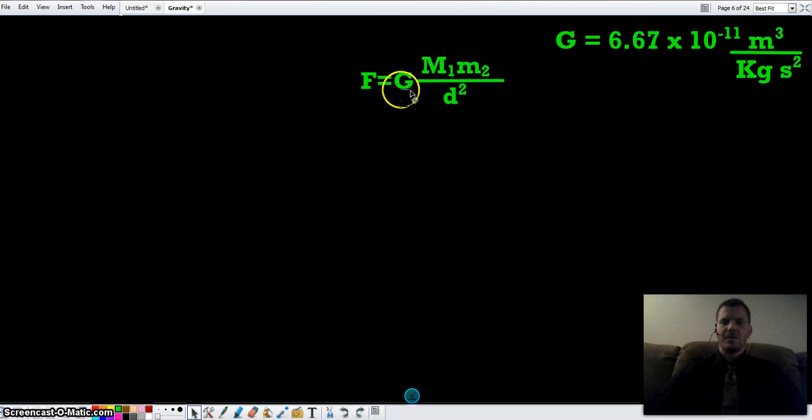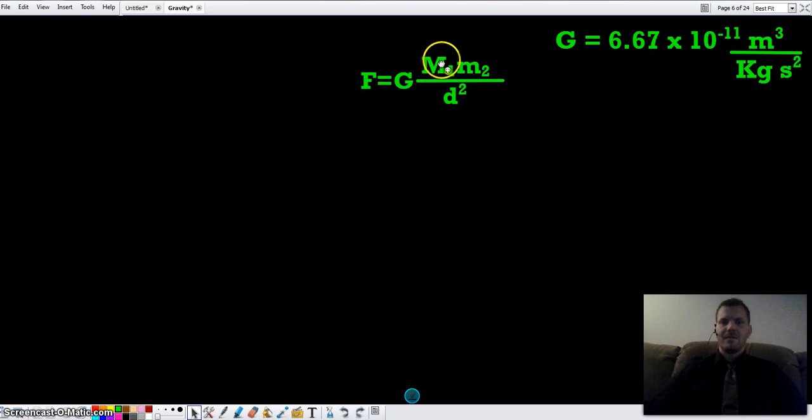It is equal to big G, which is the universal gravitational constant. It is this value with these units. This is not meters, this is meters cubed per kilogram second squared. You're not plugging in values here. These are units, just like 65 miles per hour. This is like miles per hour. This is just units.